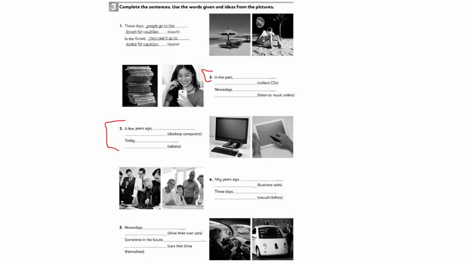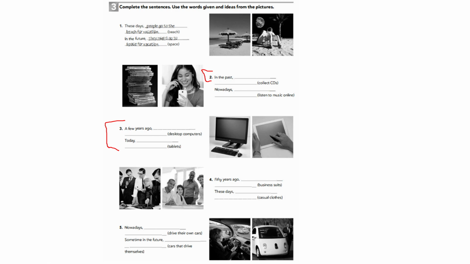Mercedes, number four, 50 years ago, these days. 50 years ago, people wore business suits, and these days they wear casual clothes. Well done, Mercedes. Excellent. 50 years ago, people wore, the past tense of wear, business suits. These days, people wear casual clothes.